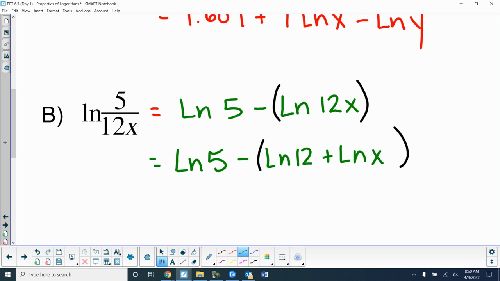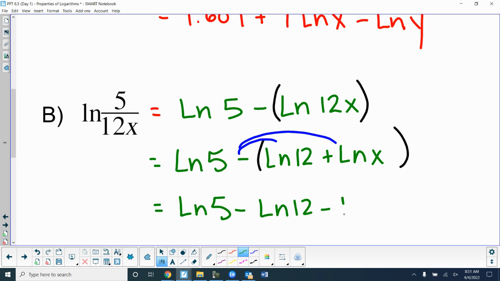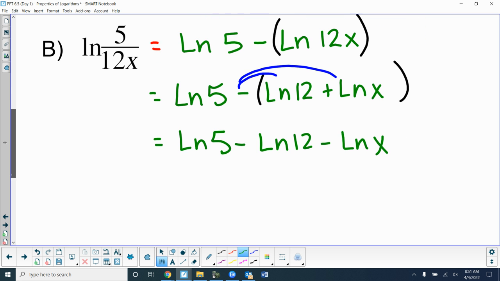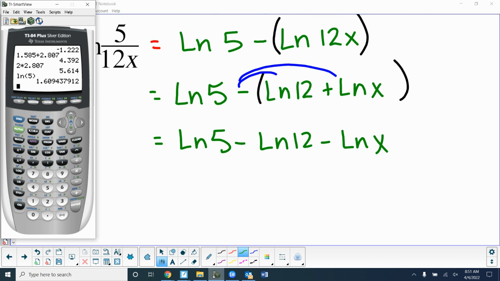Now, when I have a negative out front of parentheses, what do we end up usually doing here? Distributing it through, right? So this would be natural log of 5 minus natural log of 12 minus natural log of x. This negative makes that plus, then I can drop my parentheses. So I expanded that, and then those two I could actually do, since they're just numbers, I could put those in my calculator, right?